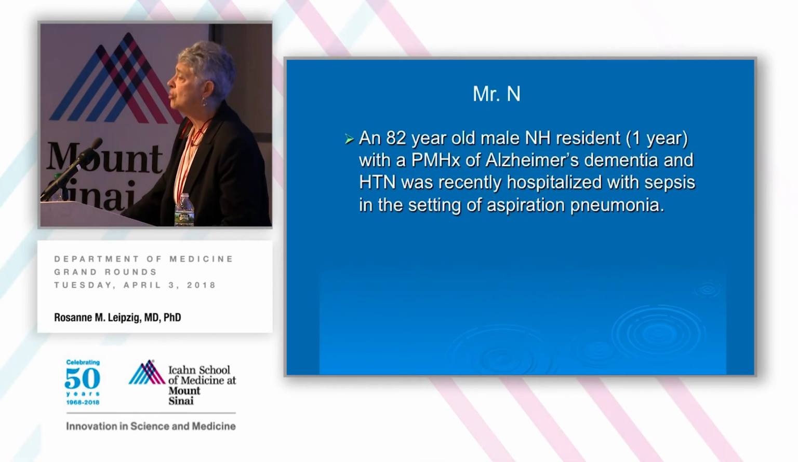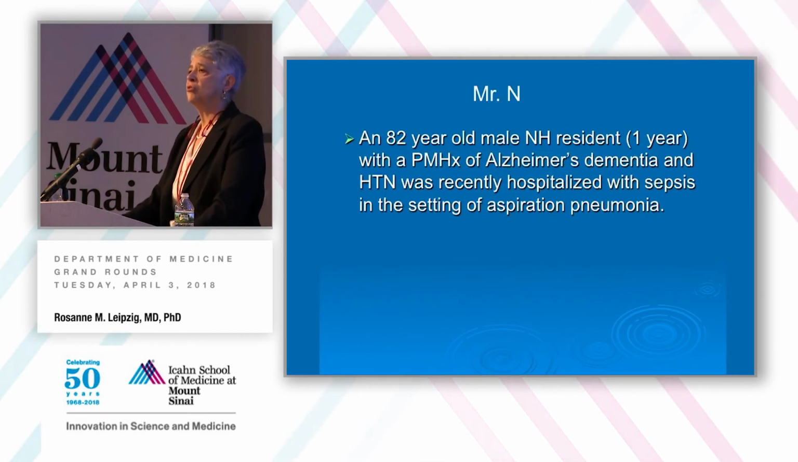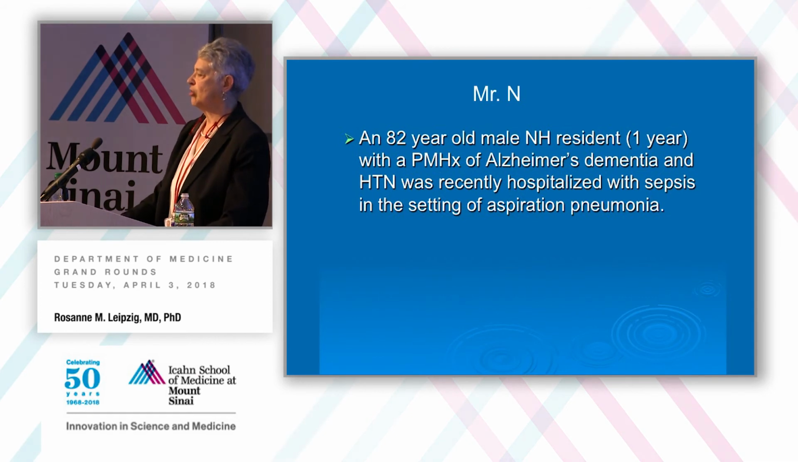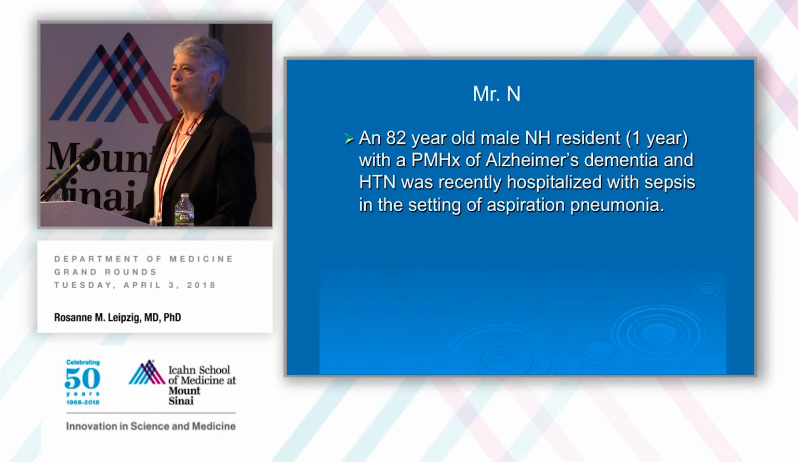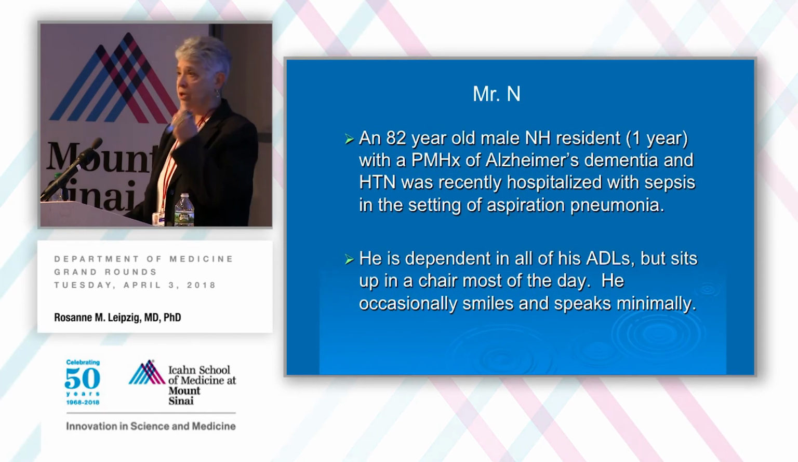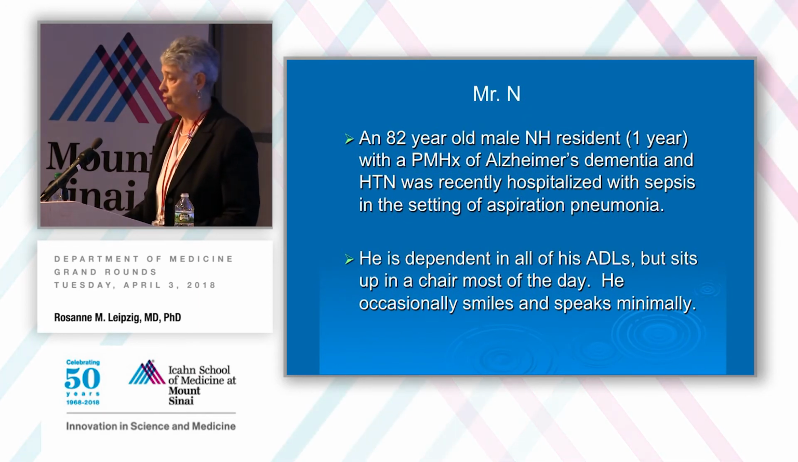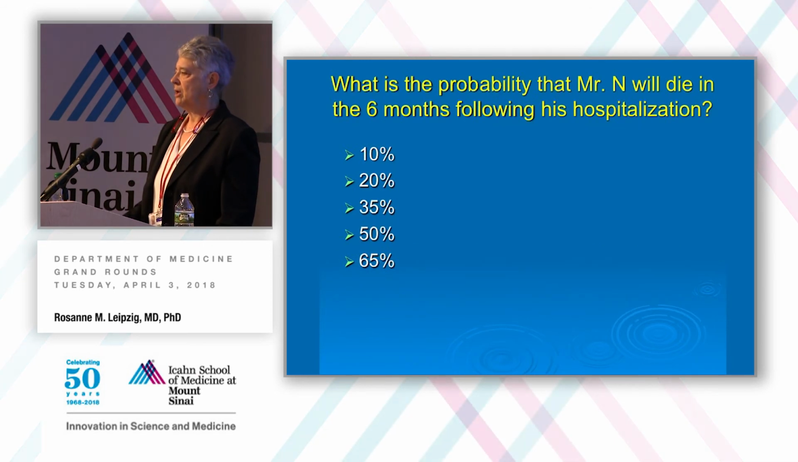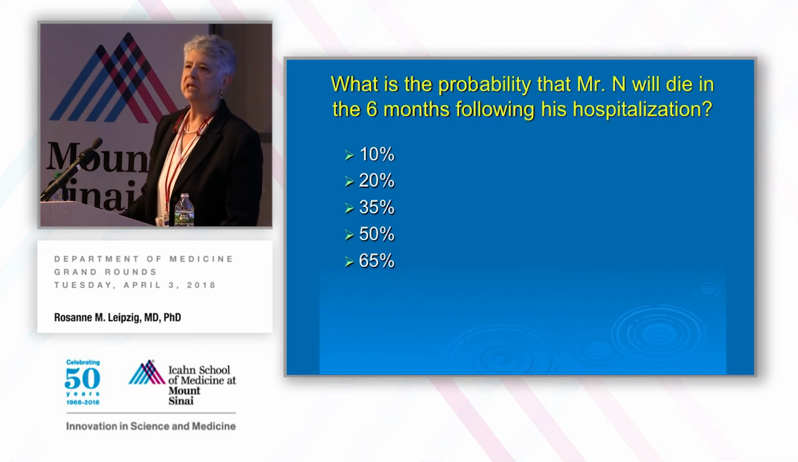Mr. N is an 82-year-old male nursing home resident. He's been in the nursing home for a year. He has Alzheimer's and hypertension. He was recently hospitalized with sepsis in the setting of an aspiration pneumonia. He's dependent in all of his ADLs, so you can tell me what stage of Alzheimer's he is. Sits up in a chair most of the day. He occasionally smiles, and he speaks minimally. Okay. You fix him. He leaves.